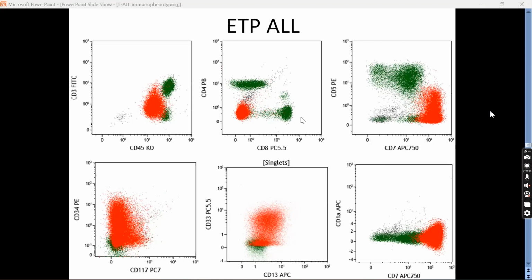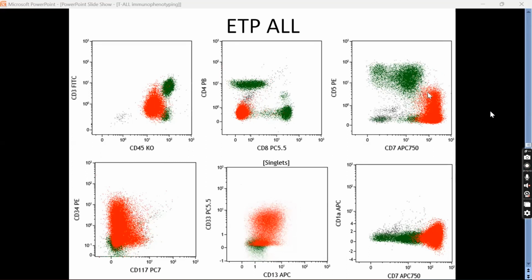Second criteria? CD5. CD5 expression should be negative, or if it is expressing, it should be less than 75%. But here CD5 is not negative. It is expressed in a dim fashion. Correct? But what is the percentage? We'll come to that. So now we have a problem here. Second criteria, we don't know. So let's keep it there.